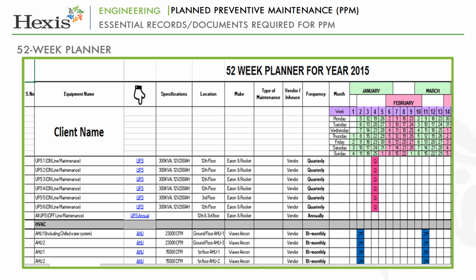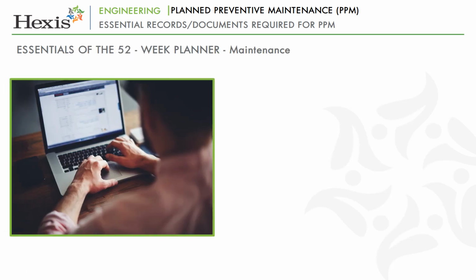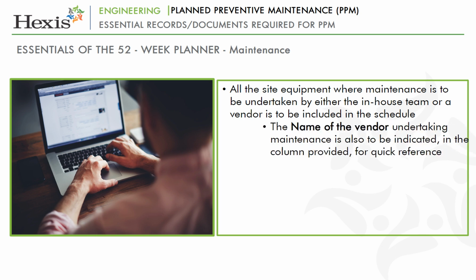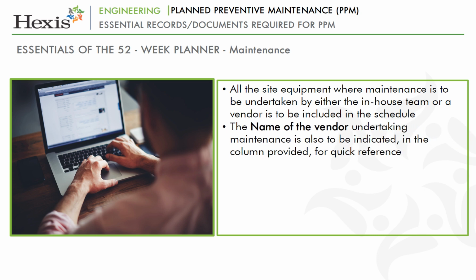A format for the 52-week planner is shown on your screen. Let's look at the essential components of the 52-week planner. All the site equipment where maintenance is to be undertaken by either the in-house team or a vendor is to be included in the schedule. If there are multiple equipment, they have to be clearly identified. Example, if there are multiple FCUs, they need to be identified FCU1, FCU2, and so on. The name of the vendor undertaking maintenance is also to be indicated, in the column provided, for quick reference.